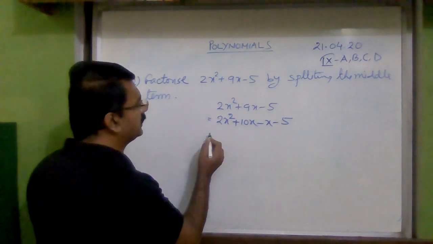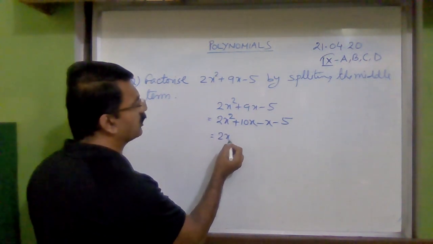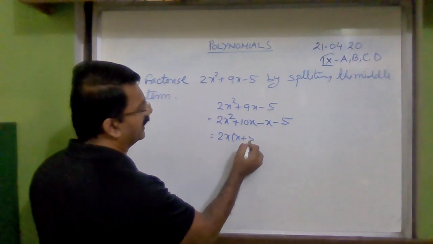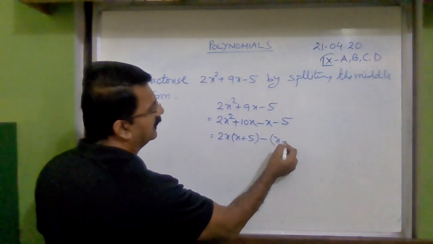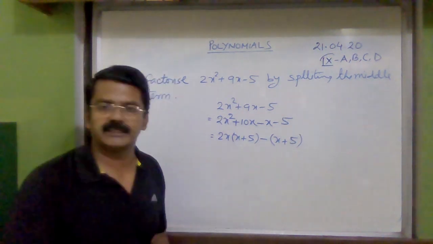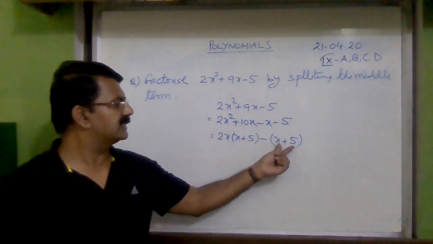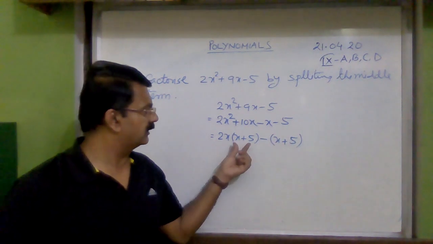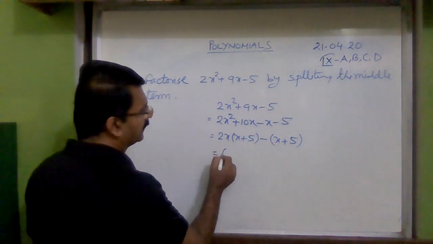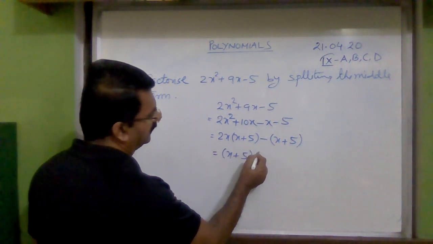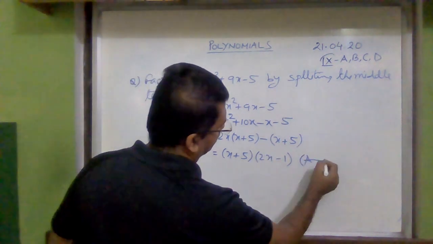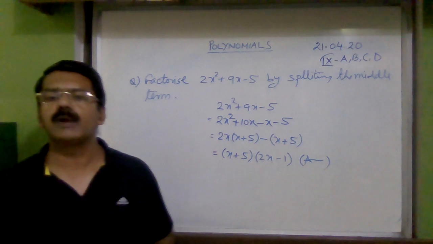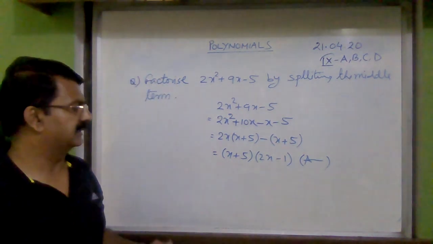Now first two terms you can take 2x common, so it will be x plus 5. Last two terms, only minus sign can be taken as common, then again you will have x plus 5 in the bracket. Now x plus 5, same numbers here, so you can take x plus 5 common, and when you take x plus 5 common, in the other bracket you will have 2x minus 1, and that is your answer. This factorization you have already done in class 8.